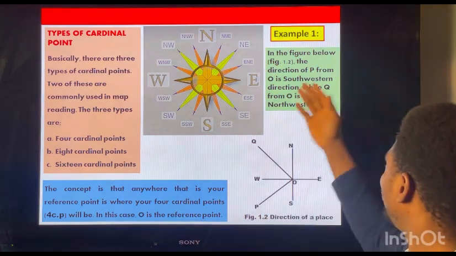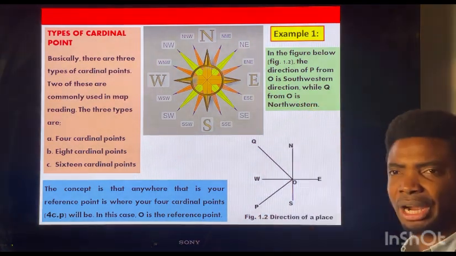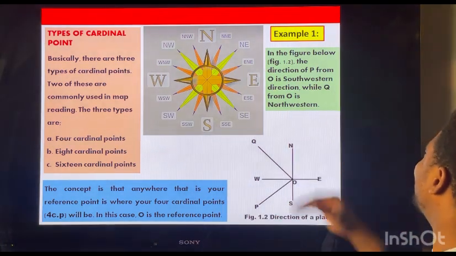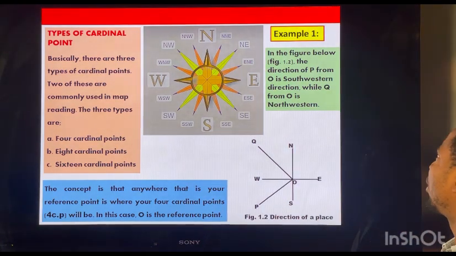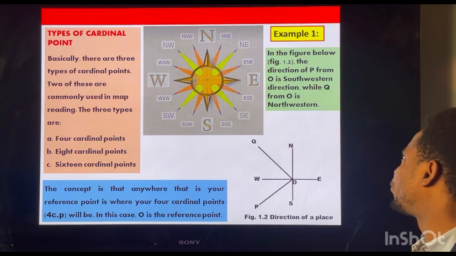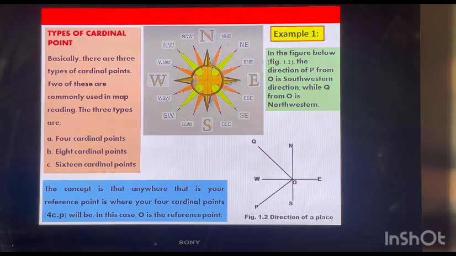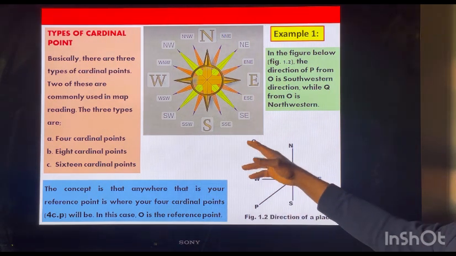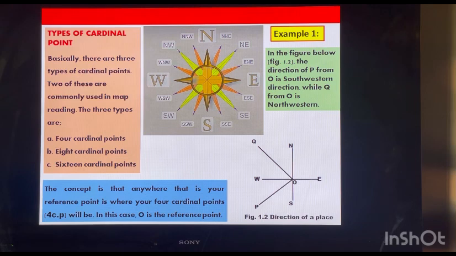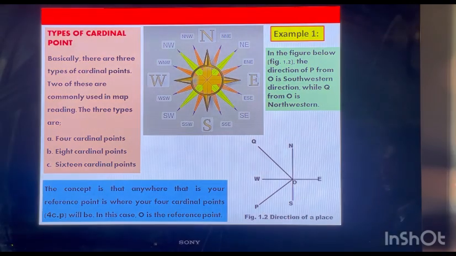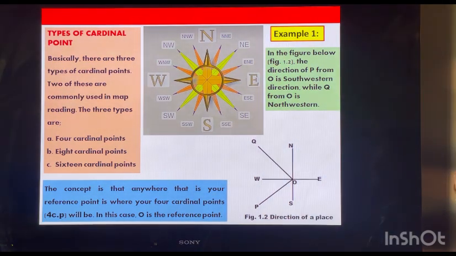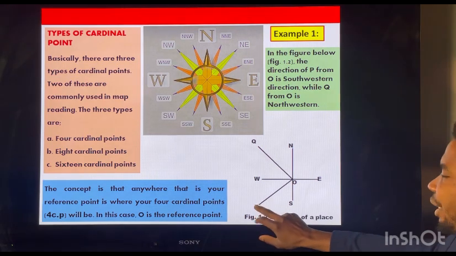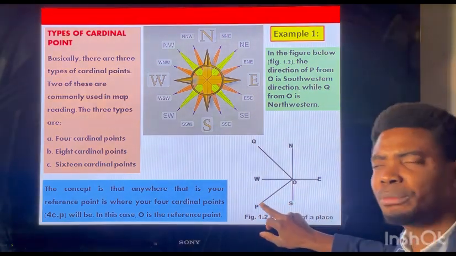So look at this example by your right. It says, in the figure below, the direction of P from O is southwestern direction, while the direction of Q from O is northwestern direction. Look at Q here, look at O here. From here you have your P. Now, the direction of P from O.